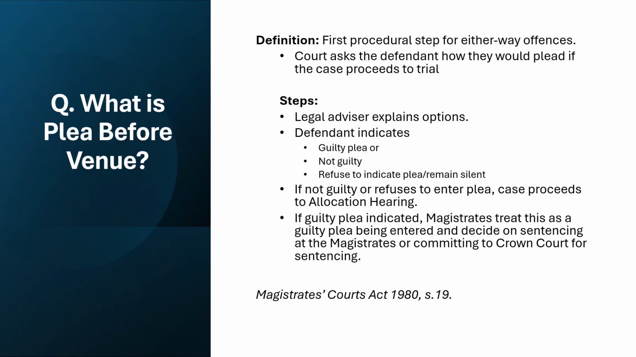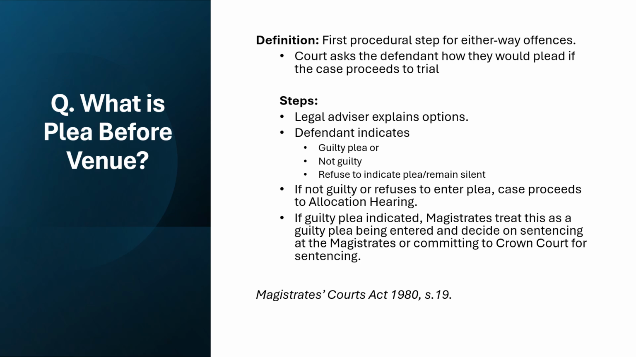And then we ask the question, what is a plea before venue? The definition is the first procedural step for an either way offence. The court asks the defendant how they would plead if the case proceeds to trial. It's the indication of plea. So the steps are: the legal advisor explains the options. The defendant indicates a guilty plea or not guilty plea, or refuses to indicate a plea or remains silent.